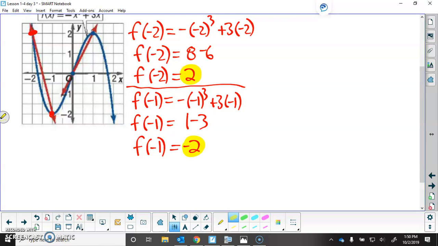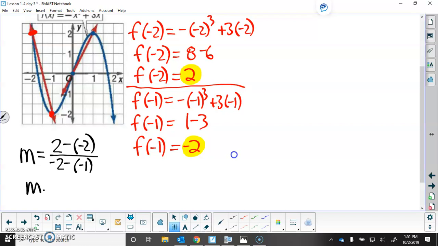Then we just use the slope formula. So our slope would be the change of y, 2 minus a negative 2, divided by the change of x, negative 2 minus a negative 1. This would give us a slope of 4 over negative 1, which is negative 4. Does the slope of this red line that we're seeing here appear to be negative 4? To me it does.